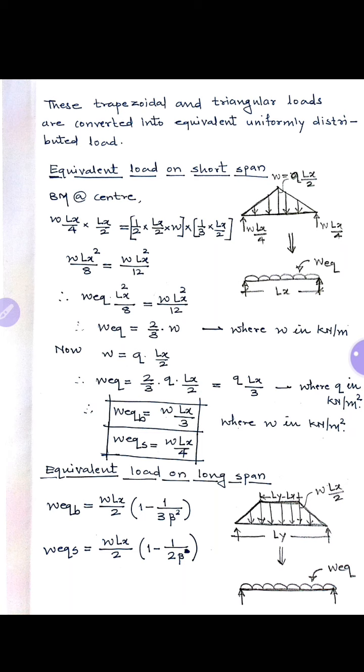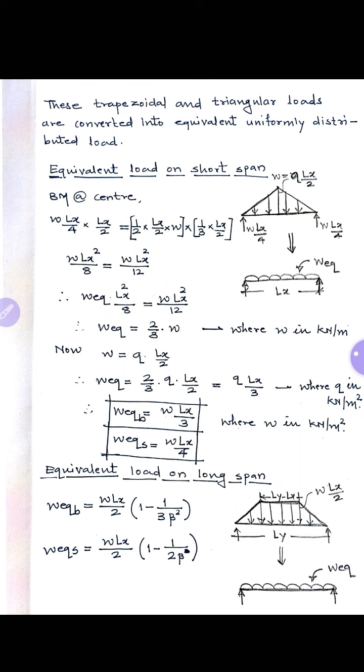So for this now, I have considered bending moment at center for this triangular load. Reactions already calculated over here. The highest intensity of this triangular load is Q into Lx by 2, where Q is the load from slab, simply considered over here, in kilonewton per meter square, and W Lx by 4 will be the reaction.